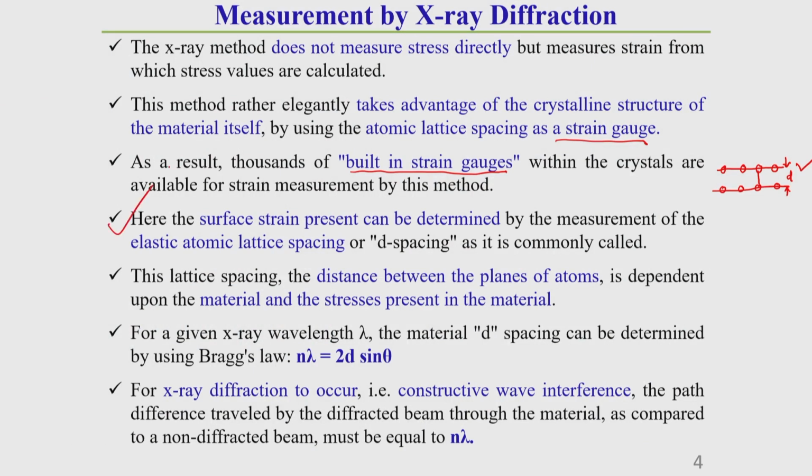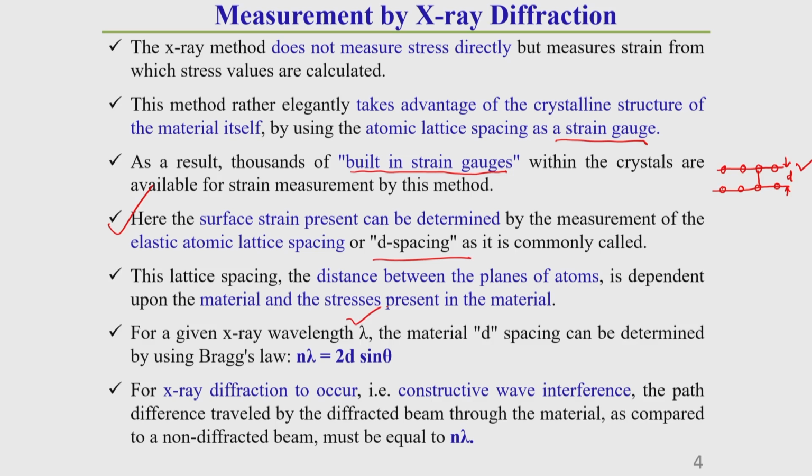So, here the strain present can be determined by the measurement of elastic atomic lattice spacing, what I have told you, that means by measuring the D spacing, the atomic layer to layer distance. This is also sometimes called D spacing, which is commonly used, because the distance between these two layers is called D spacing. So, this lattice spacing is the distance between the planes of atoms, which depends upon the material and the stress present in the material. Without stress present in the material, it will have one value of D. If there is some stress present, it will have some other value of D. This you should keep in mind.